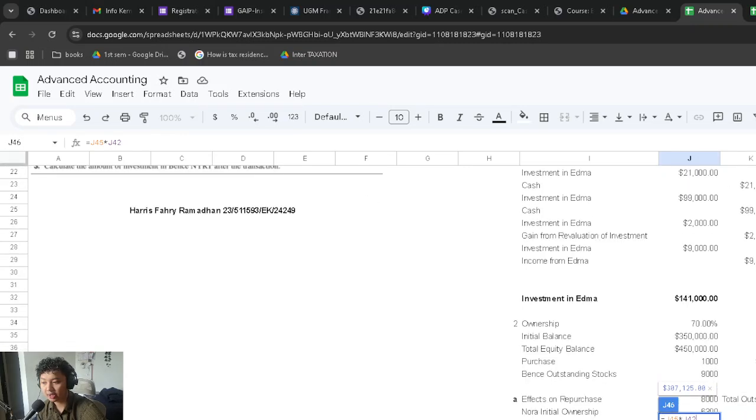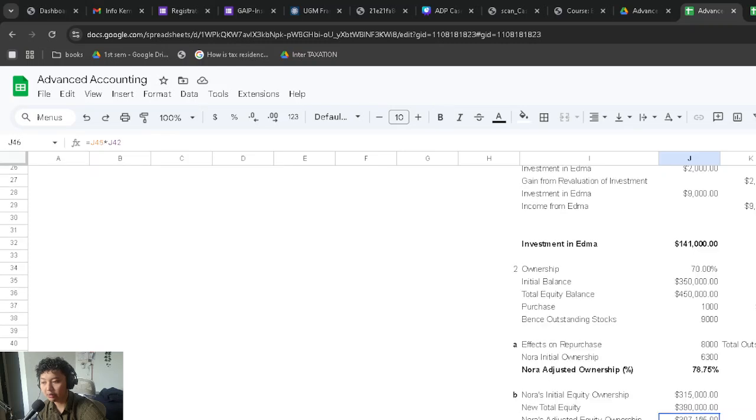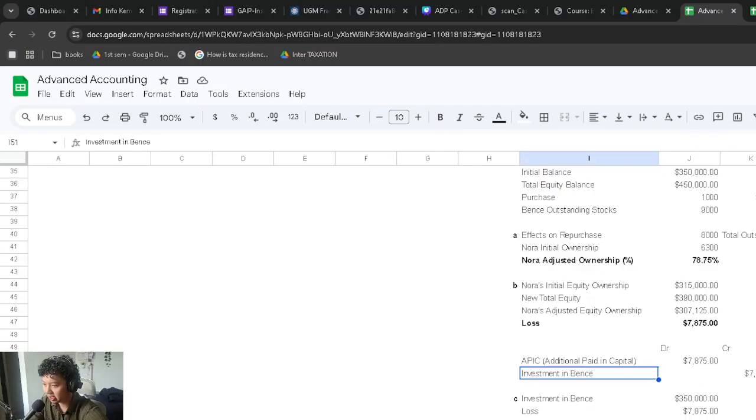And so, change in proportions again. You have this, and now we compare this initial amount, because initially they have 315 and now they have 307. So there should be a loss from that, right? And the loss will be 7,875. And we just need to put that in the journal. We put that by decreasing the investment account. That makes sense. But we don't recognize a loss. Instead, we recognize additional paid-in capital.